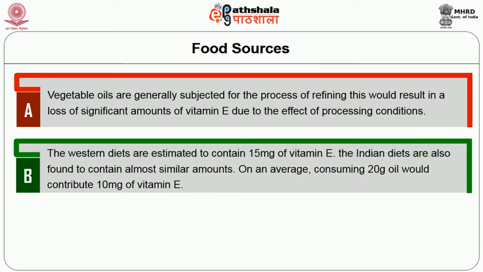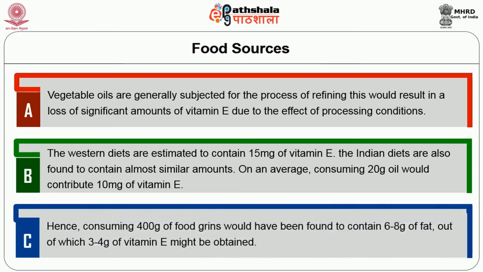The Western diets are estimated to contain 15 milligram of vitamin E. The Indian diets are also found to contain almost similar amounts. On an average, consuming 20 gram oil would contribute 10 milligram of vitamin E. Hence, consuming 400 gram of food grains, which would contain 6 to 8 gram of fat, might provide 3 to 4 milligram of vitamin E.